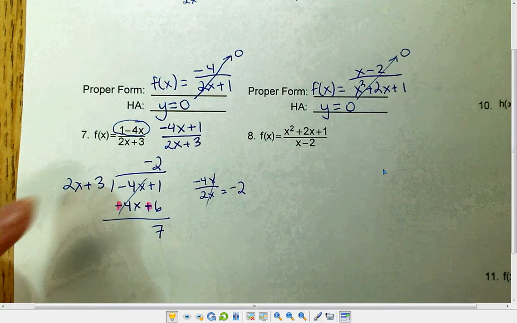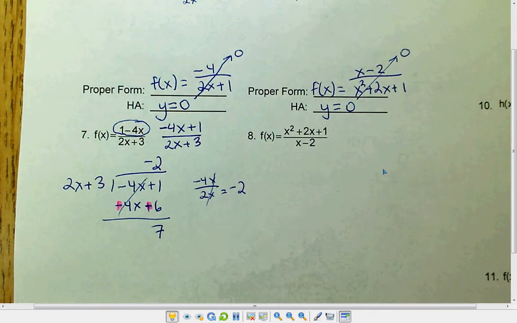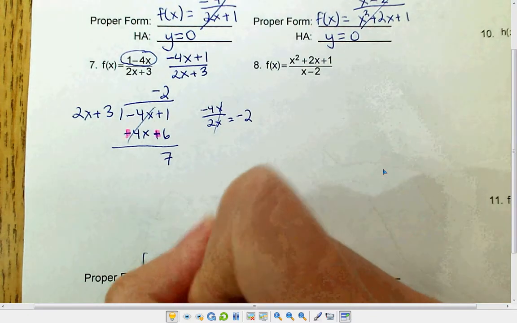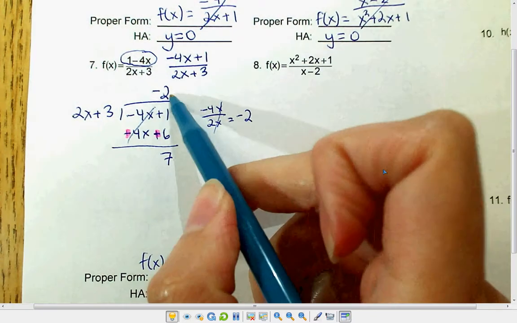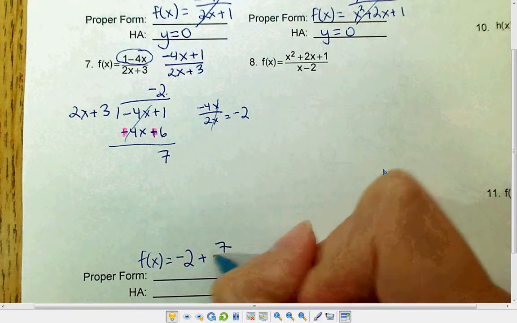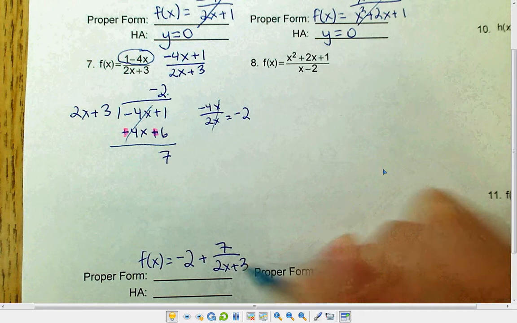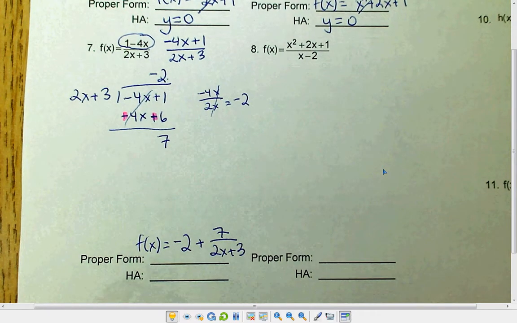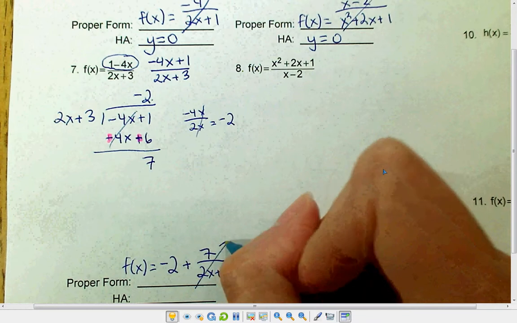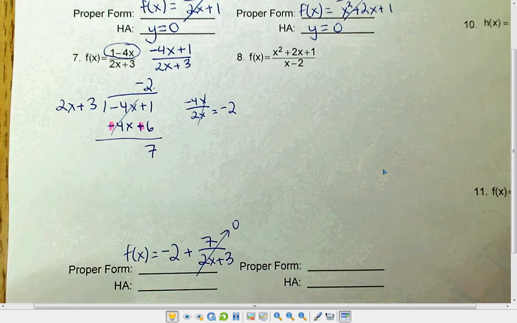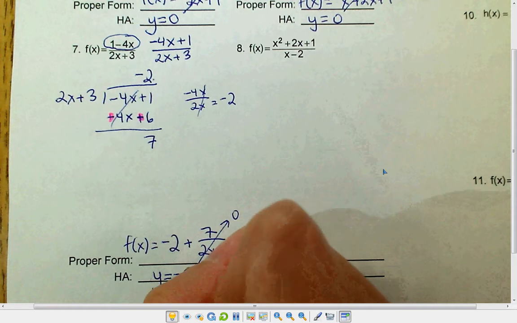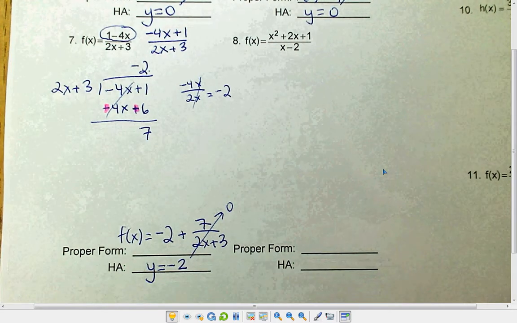I can't do 7 divided by 2x. So that's as far as I can go. So in proper form, f of x equals my answer, which is negative 2, plus my remainder, 7 over 2x plus 3, my original denominator. So just like with these two problems up here, the fraction part of this goes to 0. So if this fraction part goes to 0, what's left over? It's just a number. So my horizontal asymptote is y equals negative 2.